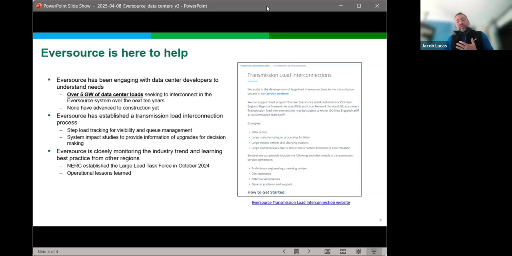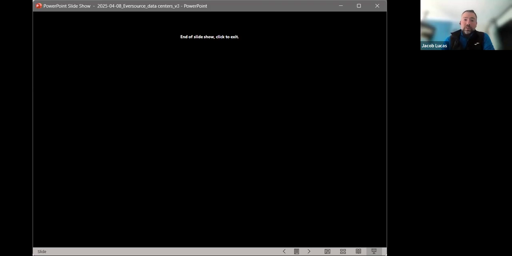And so what's Eversource trying to do as a utility? We're trying to help these developers understand the process. And to the extent the regional process might not be as flexible in terms of being able to use operating schedules, et cetera, we have tailored our process to be as flexible as possible. And so we put a bunch of information on our website, and we try to streamline that process to help as much as possible. And of course, we're watching industry trends as well. So that is my final slide, and I will turn it back over.